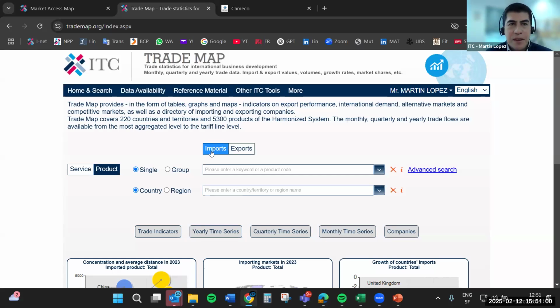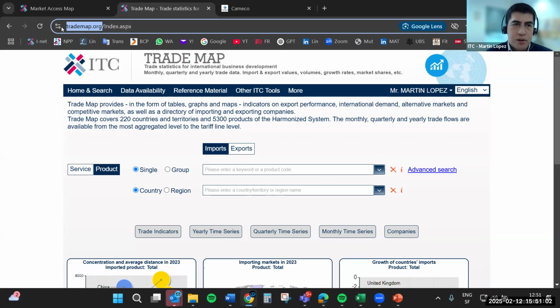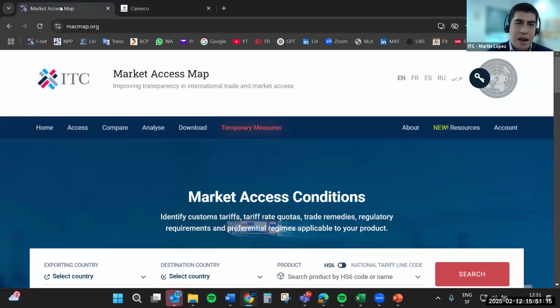So that is TradeMap. The address is trademap.org. And if you didn't take note of the addresses that I'm showing, no worries. These are also in the slides that we will be sharing with you. So let's go to Market Access Map now, our third tool of the day.